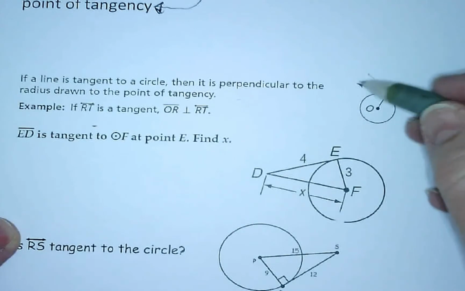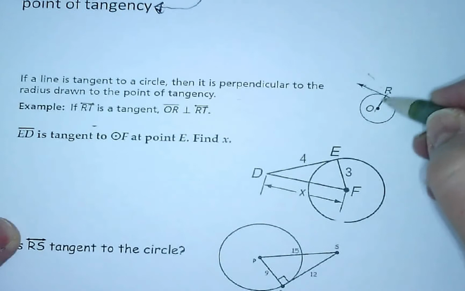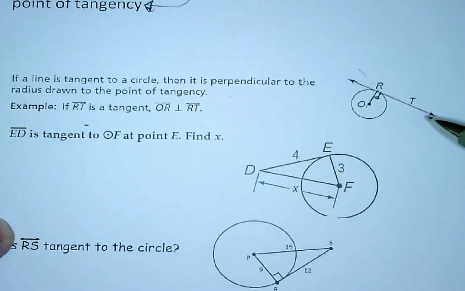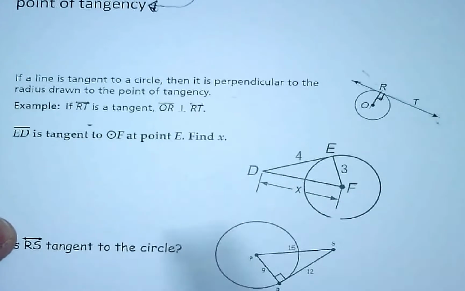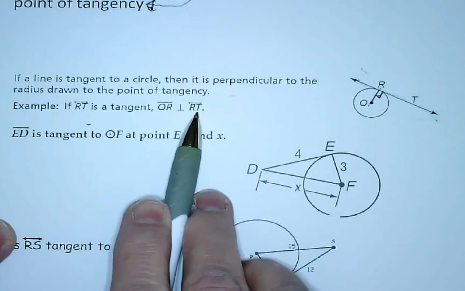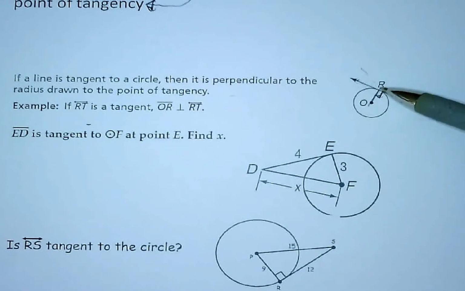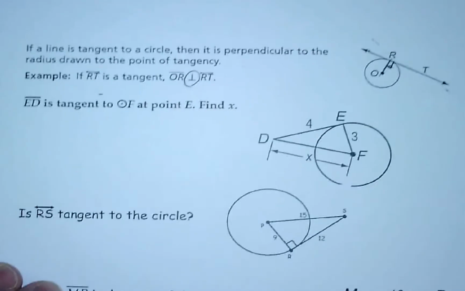I'm sorry. Then it is, if a tangent to the circle is perpendicular to a radius, then we know that is going to be a point of tangency and a tangent. So if RT is tangent, OR is perpendicular to RT. That's OR right here. Where the tangent and the radius meet is going to be a 90-degree angle. That's what perpendicular means, 90 degrees.